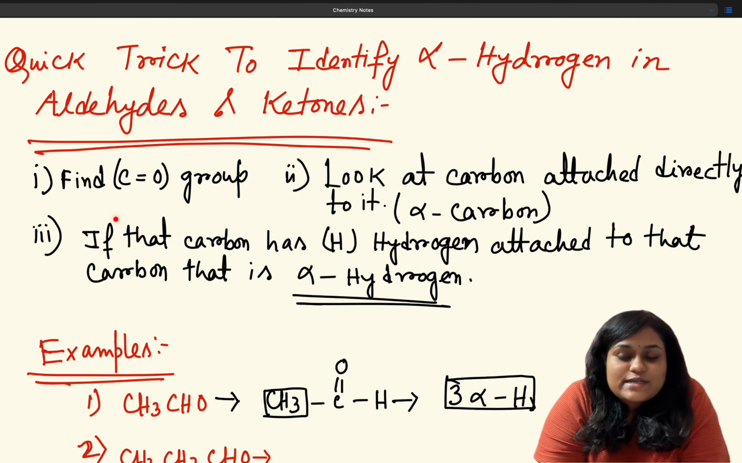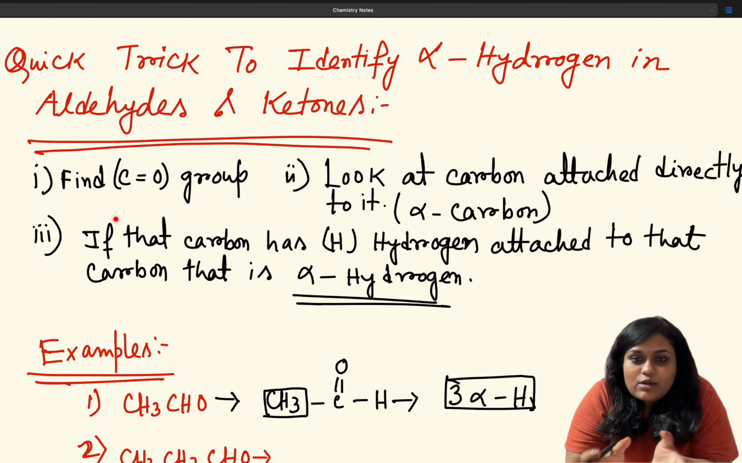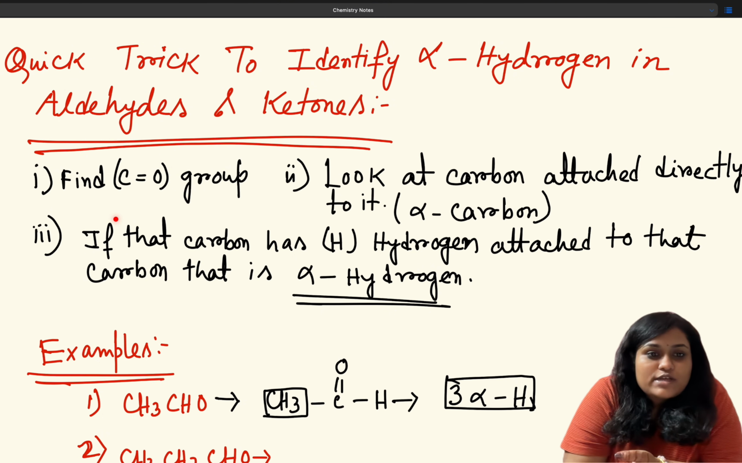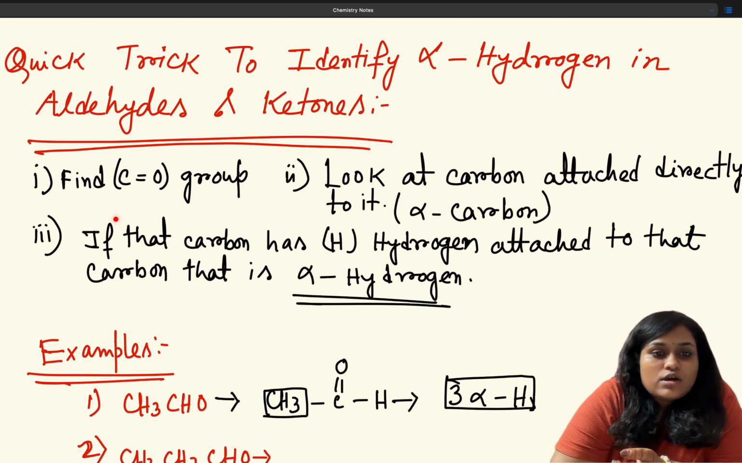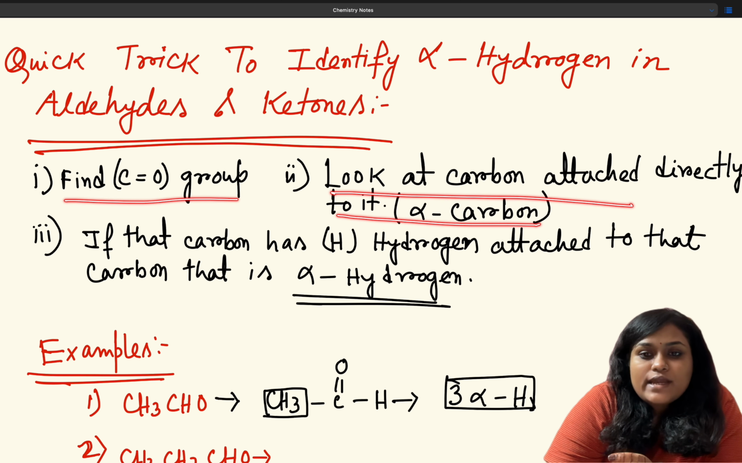So today we'll discuss a quick trick to find alpha hydrogen in any kind of aldehyde and ketone. First of all, you have to find the C=O group. Here you can see the C=O group. Then you have to look at the carbon attached directly to that C=O group. That carbon is known as the alpha carbon.